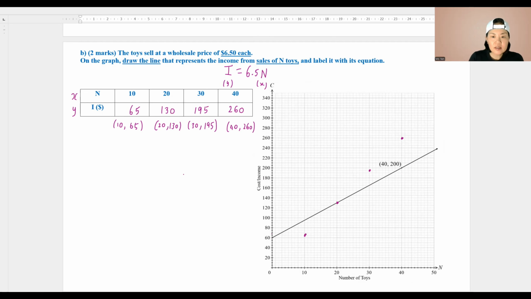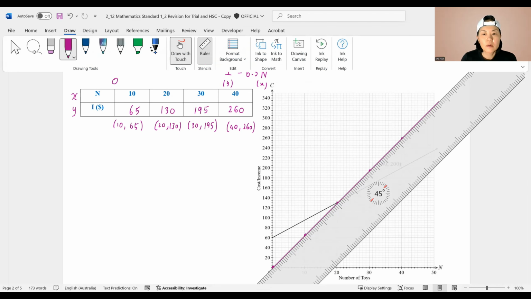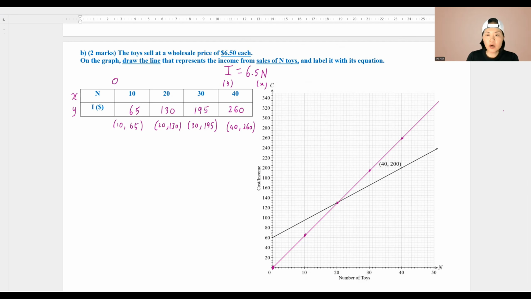And obviously, something I was missing was when n equals 0. When n equals 0, the whole thing will be 0 because 6.5 times 0 is 0. So my starting point is 0, 0. Okay, I'm going to call up my trusty ruler and draw the straight line up. Voila. So that's my I.